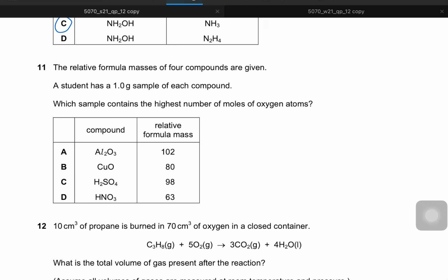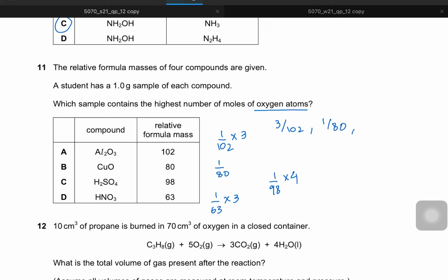So what you can do is, they're also concerned with oxygen atoms, so you need to count the number of oxygen as well. So it's going to be 1 over 102 times 3. For option B, it's going to be 1 over 80 times 1 because there's only 1 oxygen, so no 3. In option C, it's going to be 1 over 98 times 4, because there are 4 oxygen atoms. And in the last option, option D, it's going to be 1 over 63 times 3. So it's 3 over 102. It's 1 over 80.